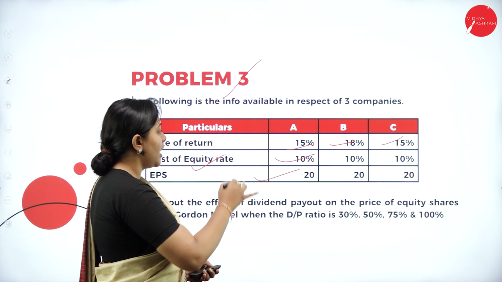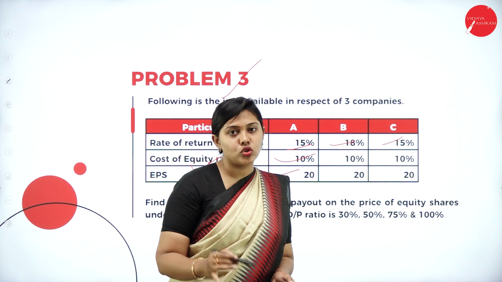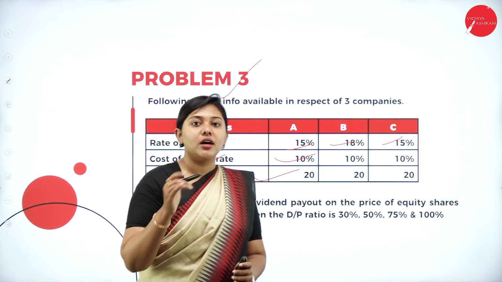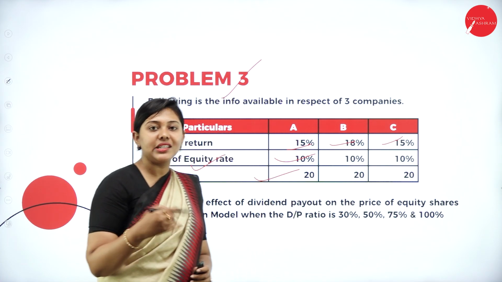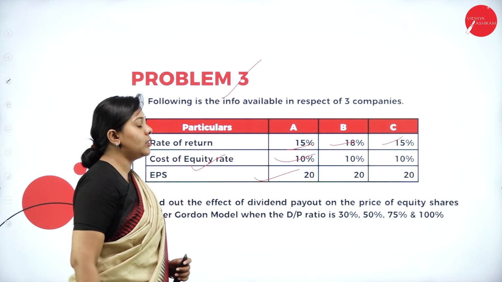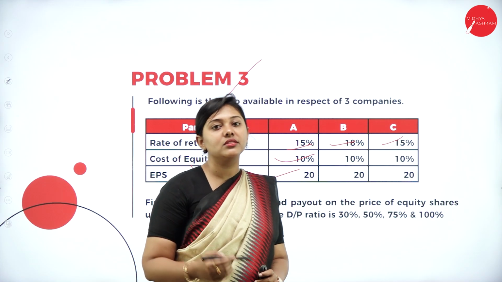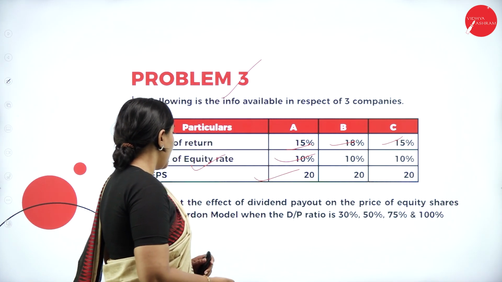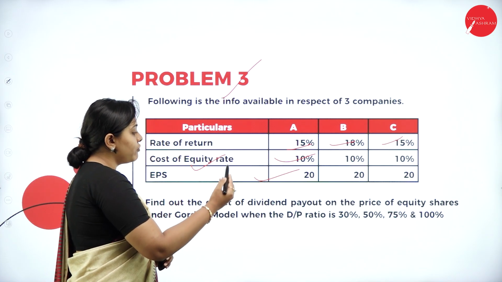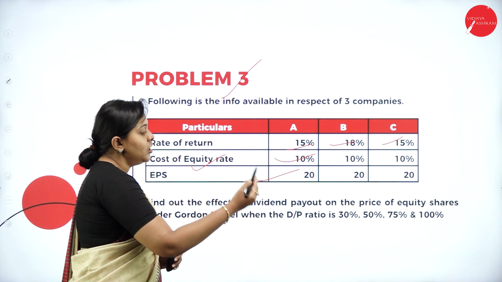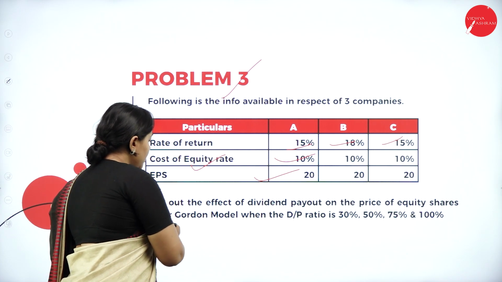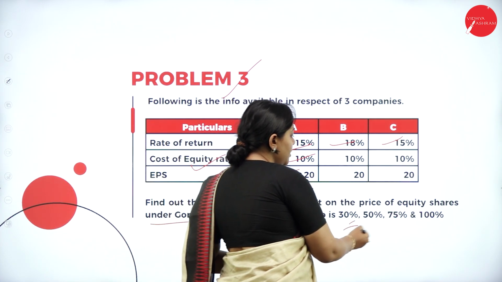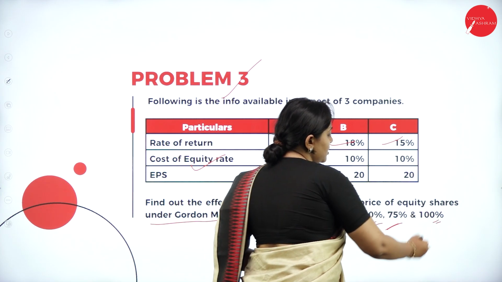So 20 rupees, and your equity capitalization rate, your cost of capital, it is one and the same. So all this is set for your cost of capital. So cost of equity rate is similar for all the 3 companies, A company, B company and C company. And find out the effect of dividend payout on the price of equity share under Gordon's model when the dividend payout ratio is 30%, 50%, 75% and 100%.